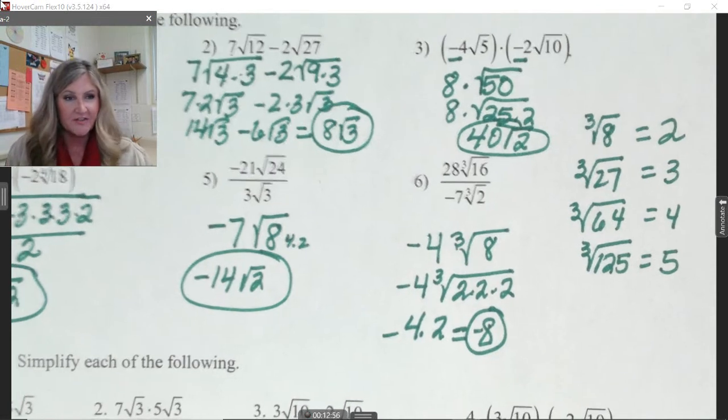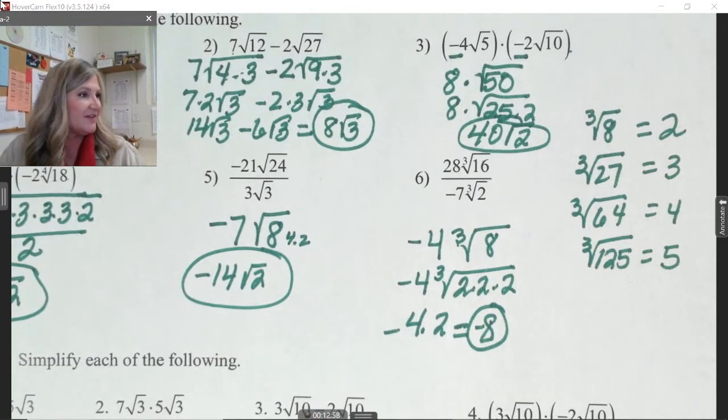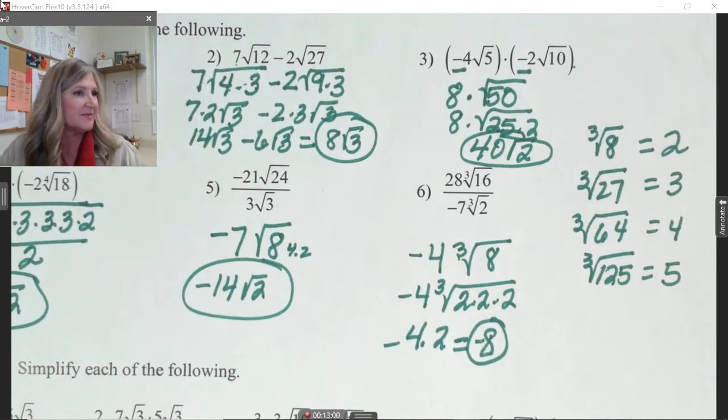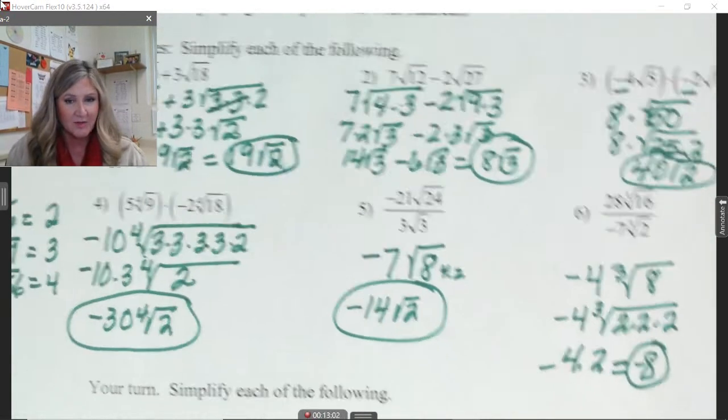All right, so you're going to finish this, you're going to submit it on Canvas, okay? This is an assignment that you're going to submit on Canvas before 8 o'clock tomorrow morning.